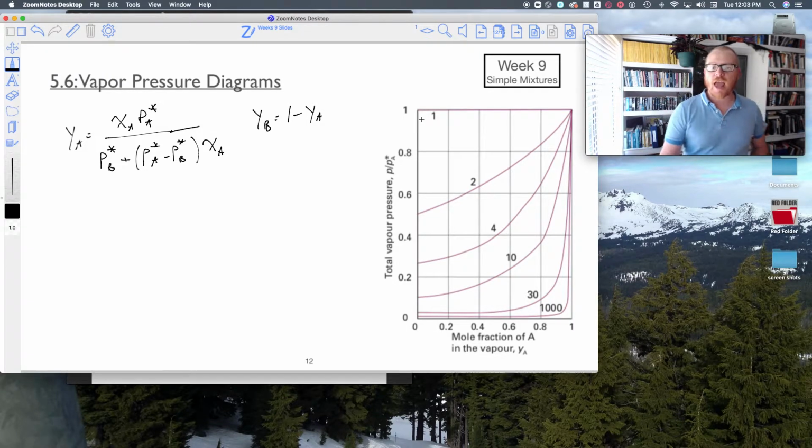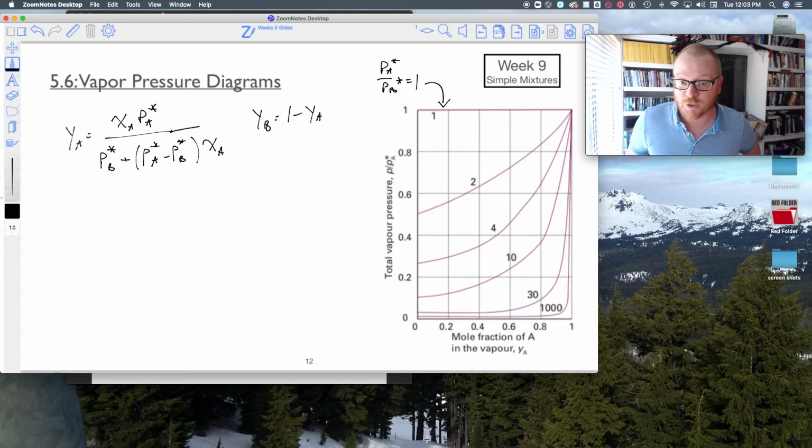Okay. So now what we've got going on here is an illustration of the ratio of these vapor pressures. For example, this line right here that says number 1 is actually PA divided by PB equals 1. And so again, as you can see, there would be no difference between the vapor lines or the liquid lines.